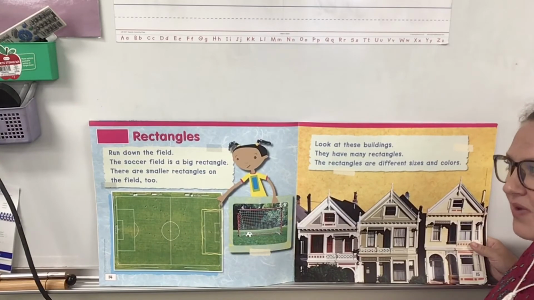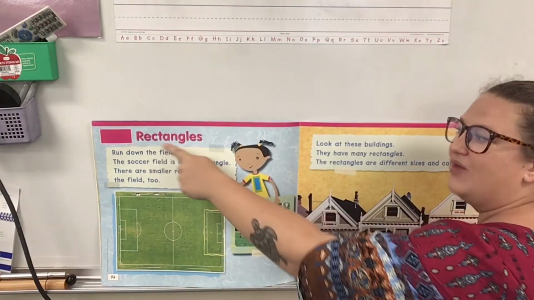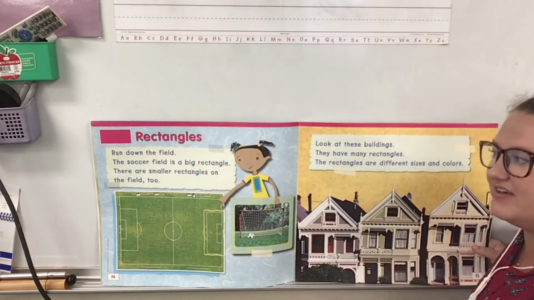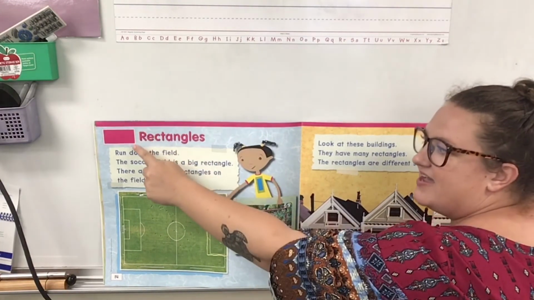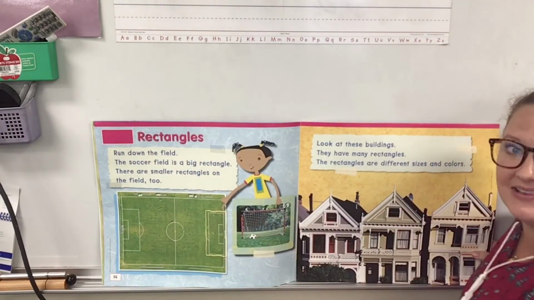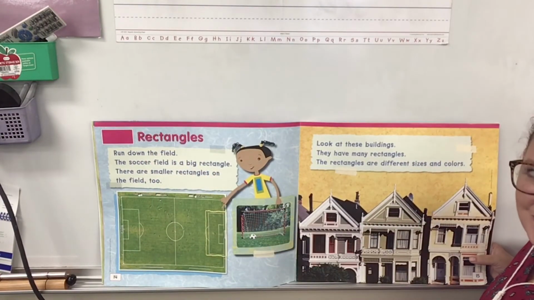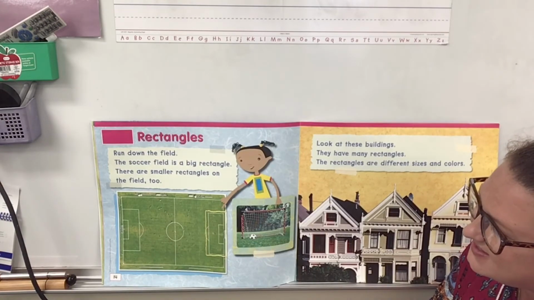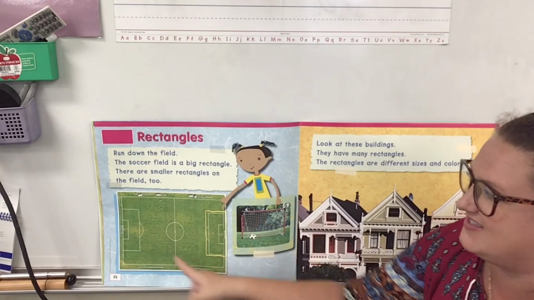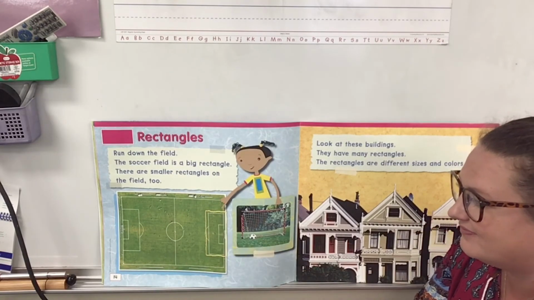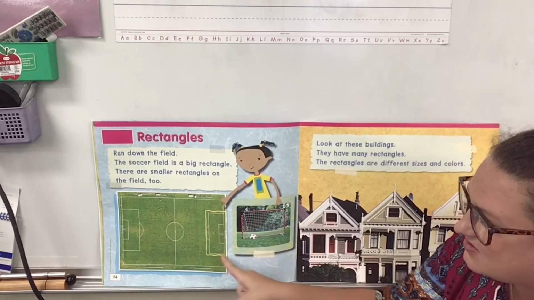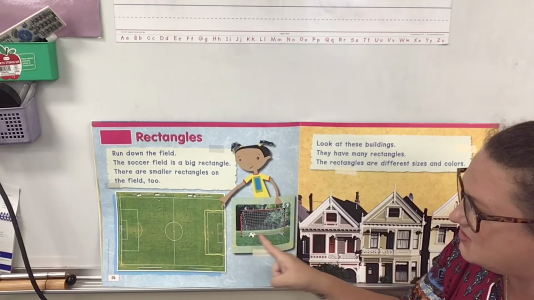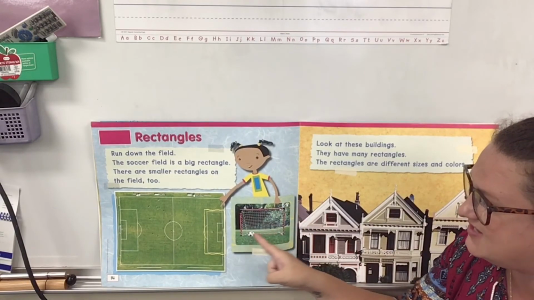All right, now we're learning about rectangles. So a rectangle is kind of like a square, but the sides are not all the same length. Let's read the words on this page. Run down the field. The soccer field is a big rectangle. And there's smaller rectangles on the field too. So many different types of rectangles.